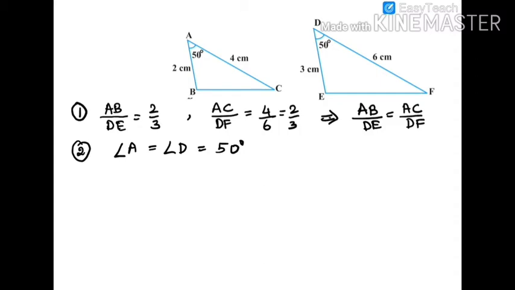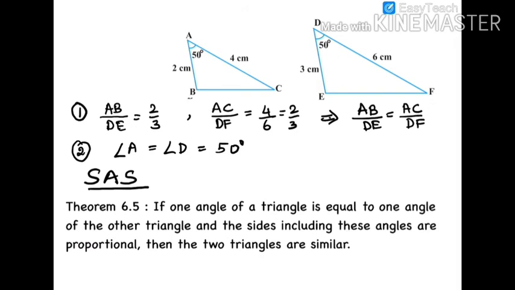This gives us the third criteria, which is called side angle side, which states that if one angle of a triangle is equal to one angle of another triangle and the sides including these angles are proportional, then the two triangles are similar by SAS. And hence we can say that the remaining angles are also equal and the remaining sides are also proportional.